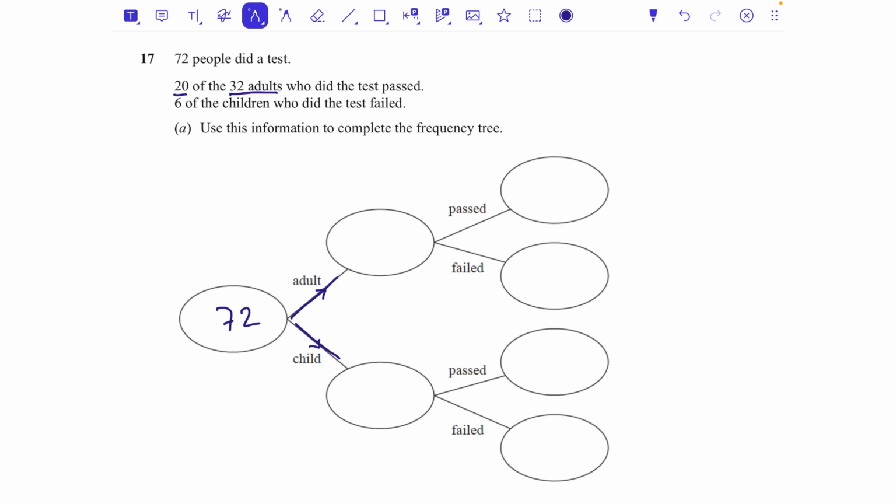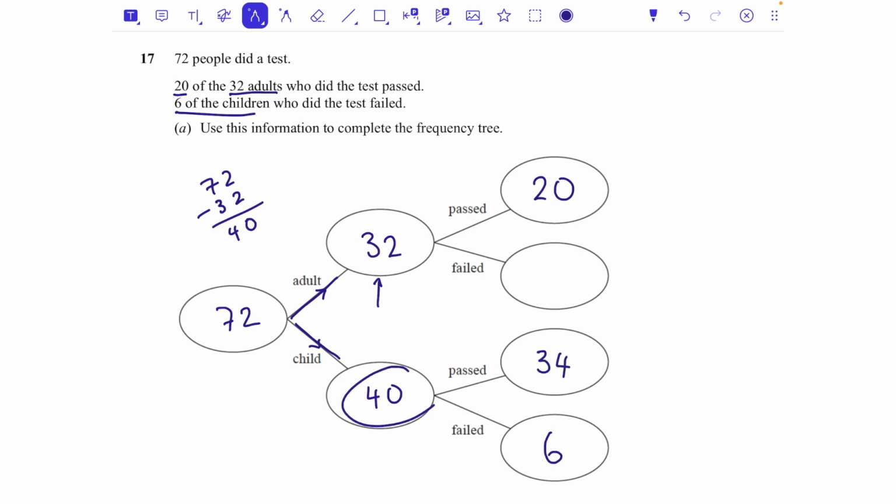So I know that there were 32 adults who did the test and that 20 of them passed. Therefore, if there were 32 adults, the rest of the people doing the test must have been children. So if I take the 72 people all together and take away 32, we're left with 40. So 40 children there. Now we know that 6 of those children failed. So 6 children failed, which means the rest of them, which would be 34, passed. I'm doing 40, take away 6 to find out how many passed.